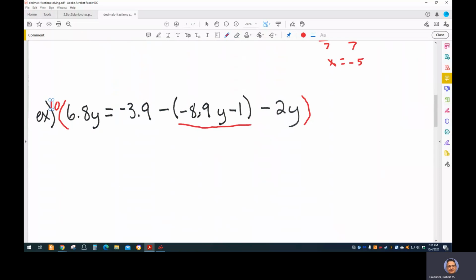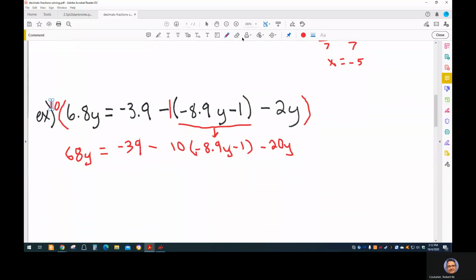This, of course, is protected. The tricky part on this one is right here. Look, we have to remember there is like a hidden negative 1. First thing I'm going to do is just bring that whole set of parentheses down. All right, now we start distributing our 10, and we'll notice 10 times 6.8 gives us a 68. 10 times negative 3.9 is negative 39. 10 times a negative 1 is a negative 10. And 10 times negative 2 is negative 20.